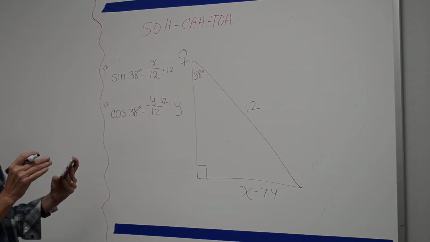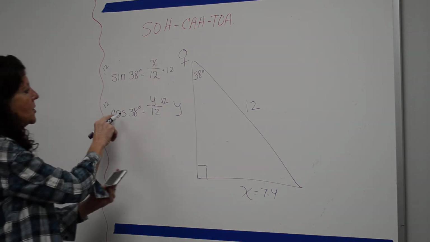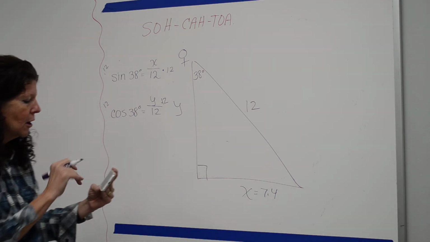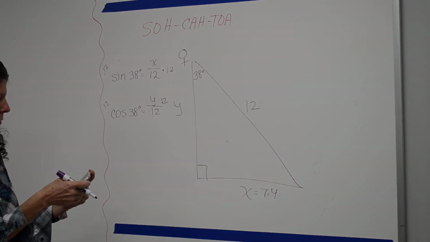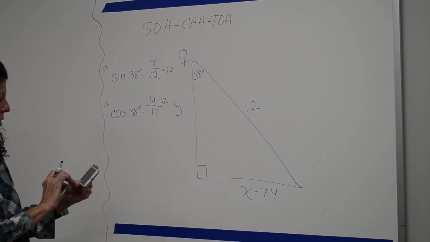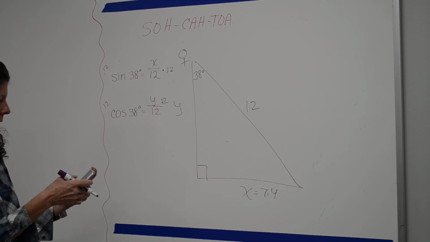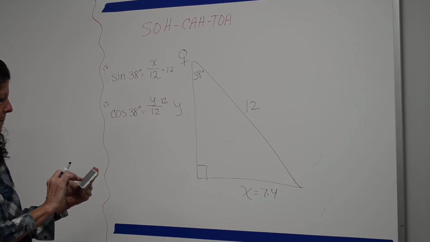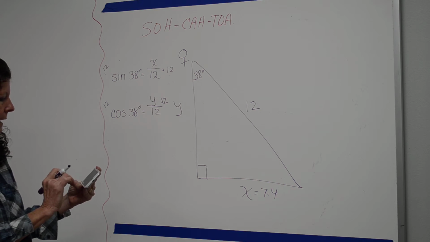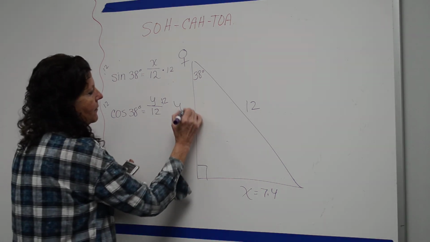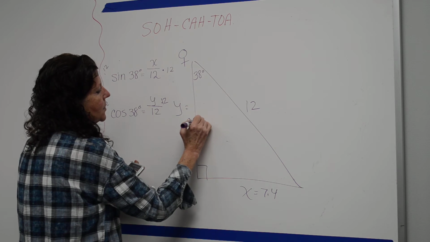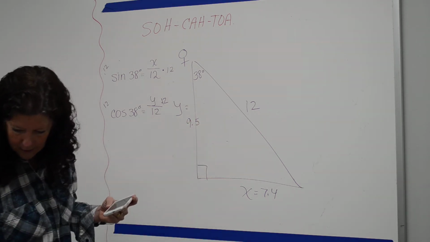Now, if you're using a graphing calculator, you just press in cosine 38. But on your phone, it's a little bit more difficult. So you have 38, you press cosine, and then you're going to multiply it by 12. And it's going to give me 9.5. So y is equal to 9.5.